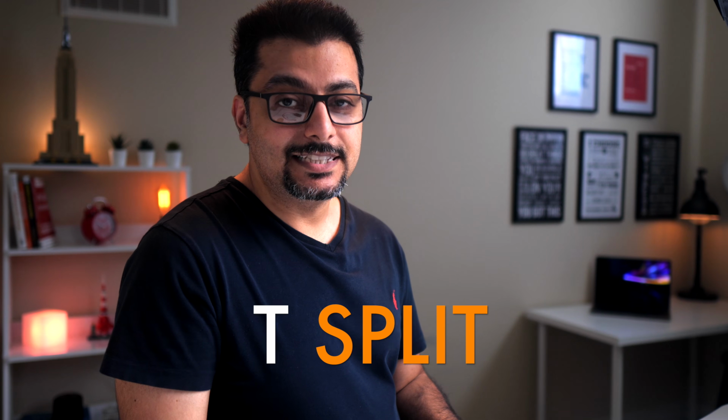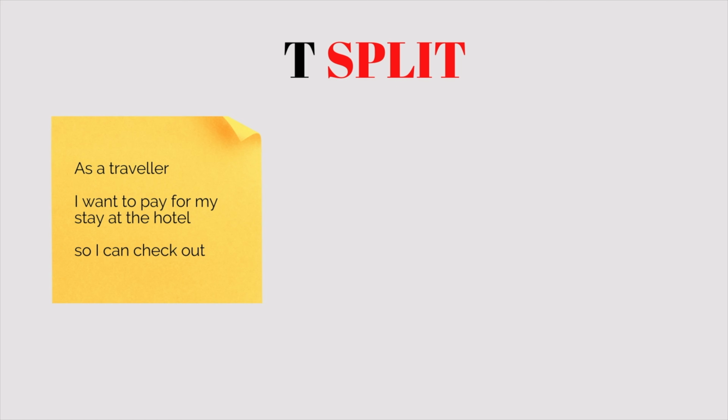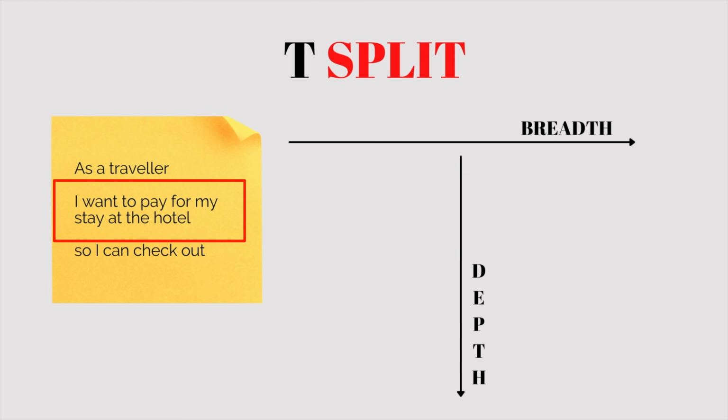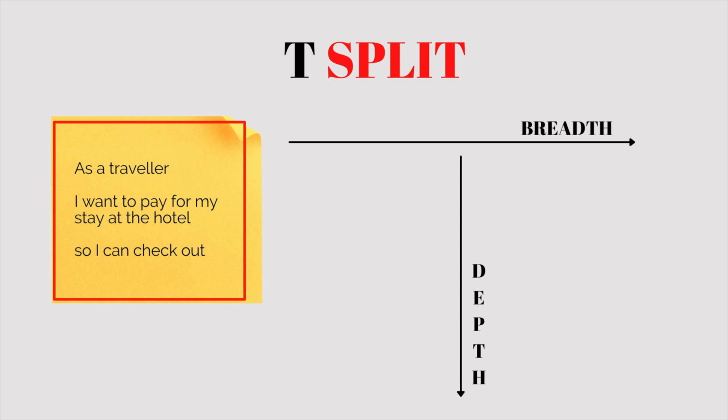When I started as a Scrum Master, I used these 6 patterns to help teams split large backlog items into smaller user stories. I later devised a few techniques of my own. The easiest of them all is T-split technique. This is how it works. In the T-split technique, we look at the user story's what section and then analyze it in 2 ways: breadth-wise and depth-wise.